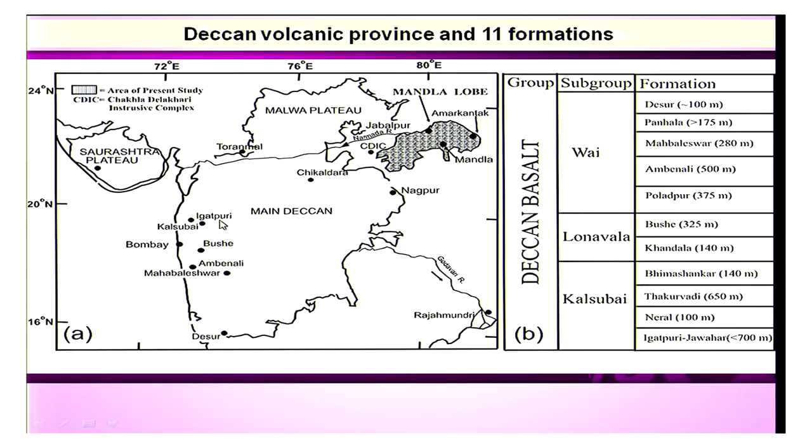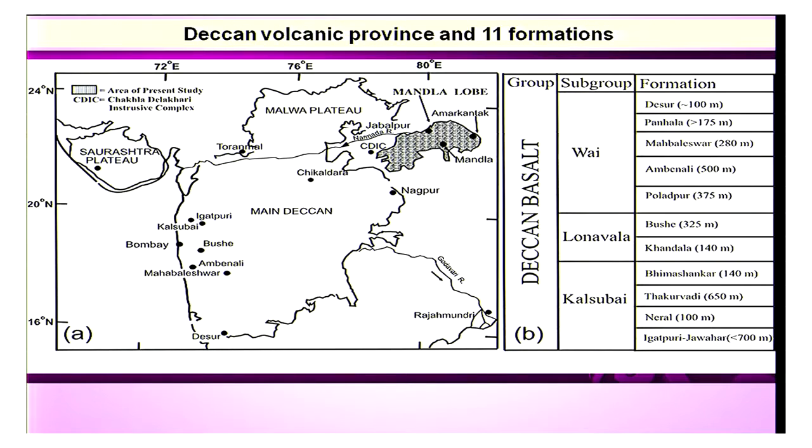Now, what are these formations? If you see the entire Deccan volcanic province here, right from the Saurashtra plateau, Malwa plateau, Deccan plateau, Mandla lobe or the Mandla plateau, the Deccan basalt is one group of rocks subdivided into 3 subgroups: Kalsubai subgroup, Lonavala subgroup, Wai subgroup. The lowermost subgroup has 4 formations called Igatpuri-Jawhar formation, Neral formation, Thakurwadi formation, Bhimashankar formation. It is overlain by the Lonavala subgroup with Khandala formation, which is a very good picnic spot, and Bushe formation, and it is further overlain by another subgroup of rocks called the Wai subgroup.